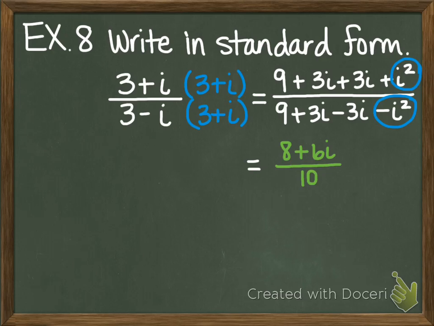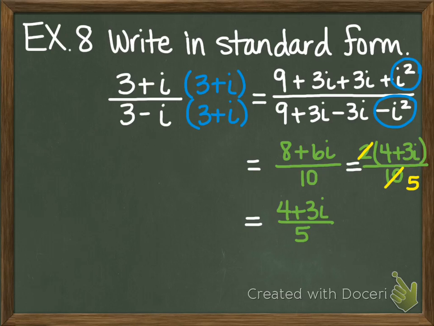Okay, so now we're going to simplify our fraction. What I would do is you can either split up your fraction or you can find something on top to factor out. So I know a 2 will factor out of the top, and that'll give me 4 plus 3i all over 10. Now the 2 on the top and the 10 on the bottom can be reduced. 2 goes into 10 5 times. So this would be 4 plus 3i over 5.